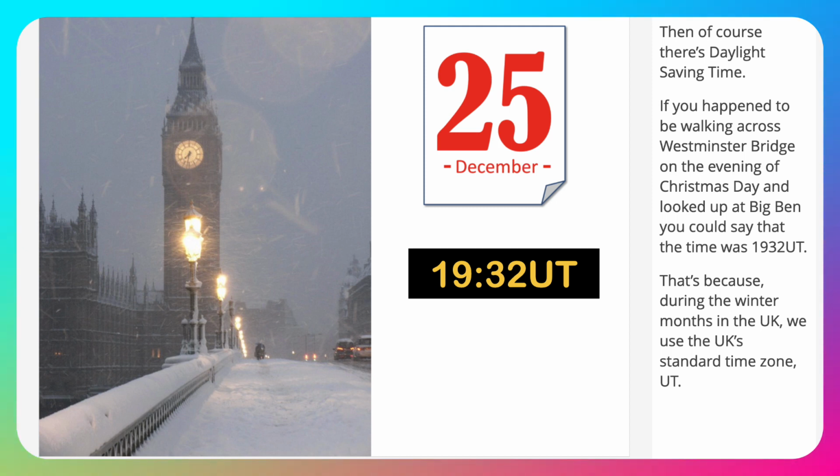Then, of course, there's daylight saving time. If you happened to be walking across Westminster Bridge on the evening of Christmas Day and looked up at Big Ben, you could say that the time was 1932 UT. That's because during the winter months in the UK, we use the UK's standard time zone, UT.